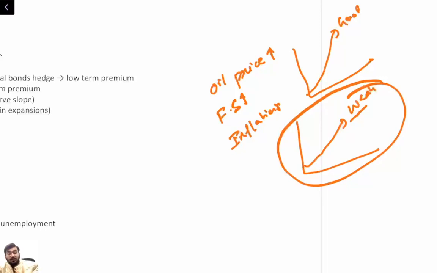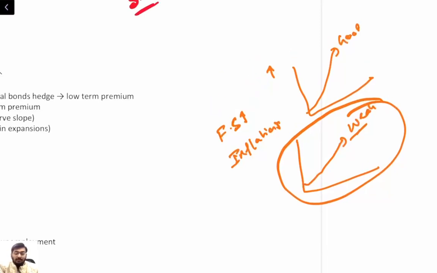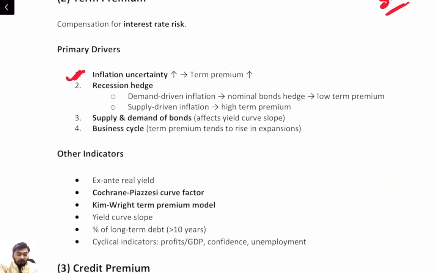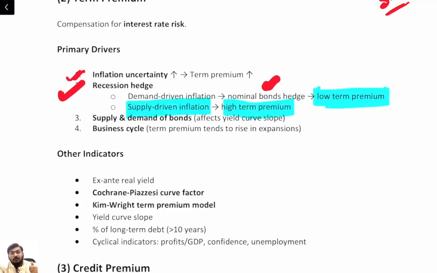Now in that situation, investors demand extra compensation, and hence the term premium will become high. So if I'm going to invest in bonds with longer term maturity, I will demand higher returns. Are you clear? So point 2, recession hedge. Clear? So demand driven inflation, that is our first case, is a nominal bond hedge, and the term premium is going to be low. When the inflation is because of the supply side, the term premium is going to be higher.